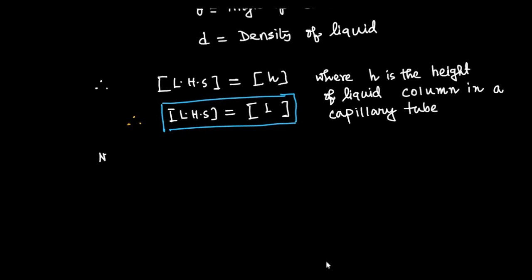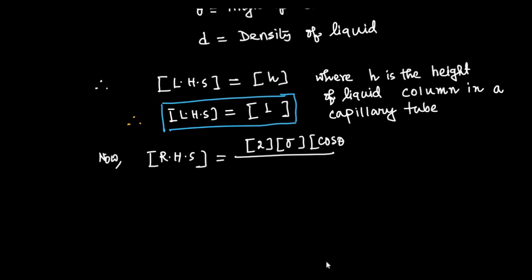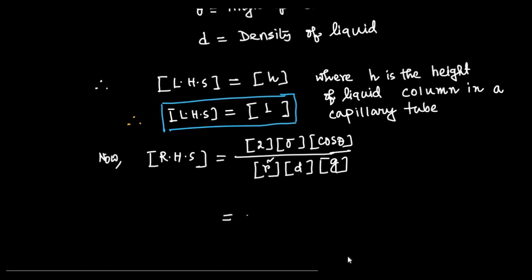Now the dimension of RHS is equal to dimension of 2 into dimension of sigma into dimension of cos theta, divided by dimension of r square into dimension of d into dimension of small g. Dimension of 2 is 1.